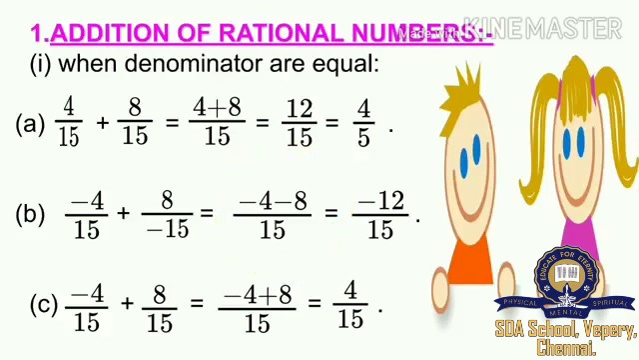If we subtract, minus 4 minus 8, we add, but we put the negative sign, right? So the value is minus 12 divided by 15. If we cancel, it is minus 4 divided by 5, the same, but it carries a negative sign. And next, minus 4 divided by 15 plus 8 divided by 15.